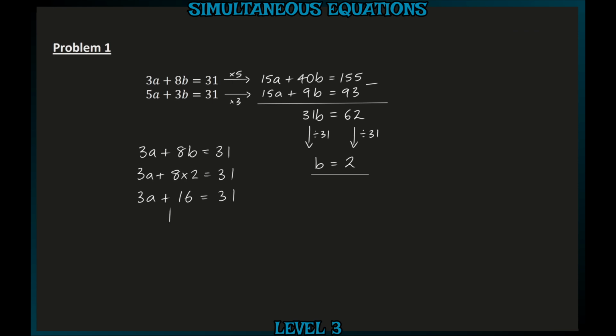We can start solving this by removing the plus 16, and we can do this by subtracting 16 from both sides. And on the left, the plus 16 and the minus 16 cancel out to leave us with 3a, and on the right, 31 take away 16 gives us 15. To finish solving, we can now remove the times 3 from in front of the a, and we do this by dividing both sides by 3. And on the left, the times 3 and the divide by 3 cancel out to give us a, and on the right, 15 divided by 3 is 5. So a is equal to 5. And this means our final solution to problem 1 is a equals 5, b equals 2.